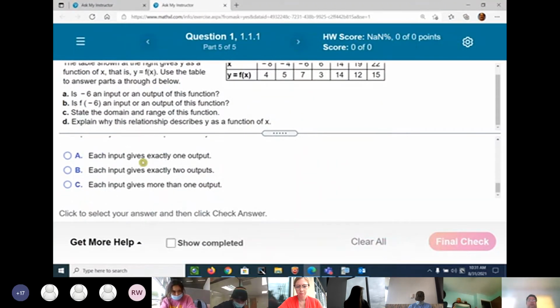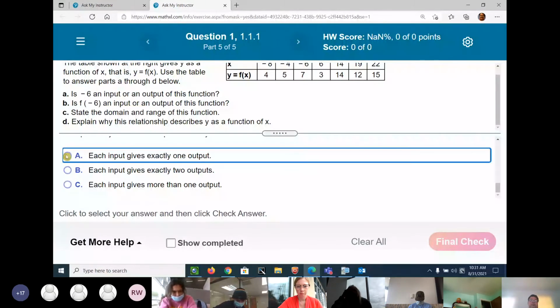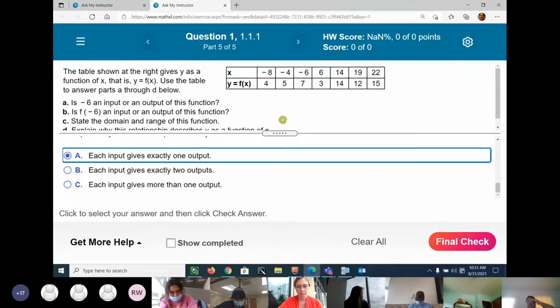So each input gives exactly 1 output. That is the definition of a function. Not 2 outputs. And, well, you could have more than 2. But let's see, does this one give you that? No, I don't think so. I think A is your answer.